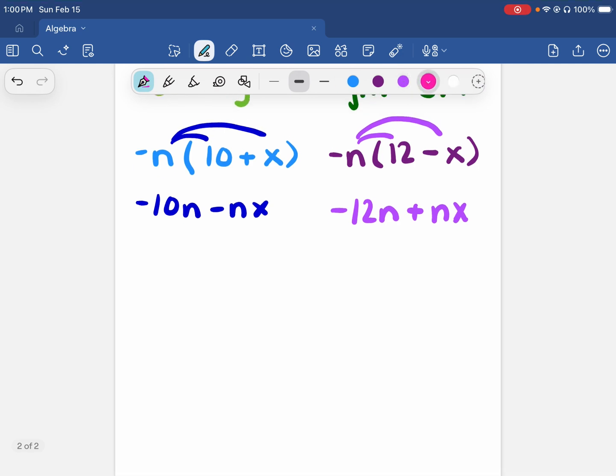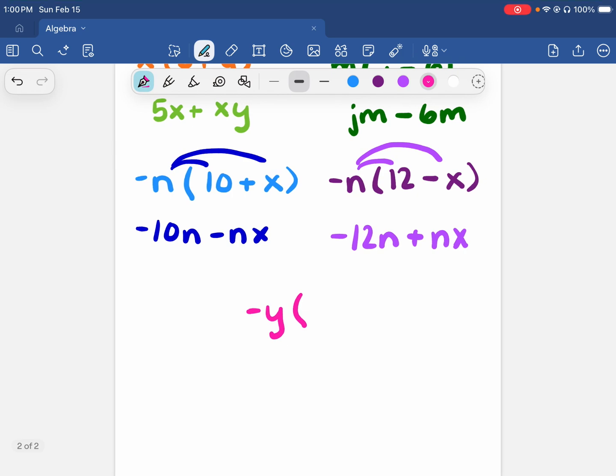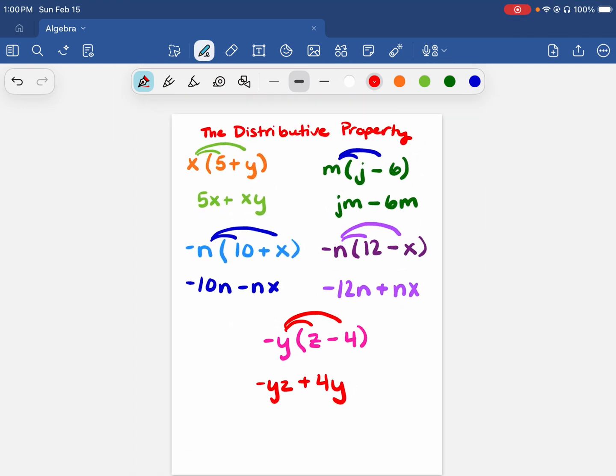Let's do one more of those negative examples. So if I have negative y times, I'll put a number or a constant second this time, negative y times z minus 4. If I share out that negative y times z, negative yz, negative y times negative 4, negative times negative is positive or plus 4y. And that's a little introduction to the distributive property.